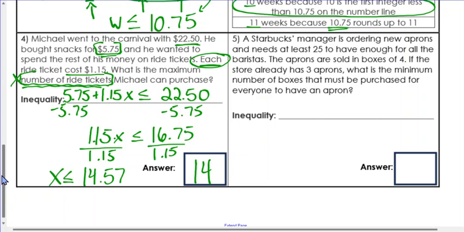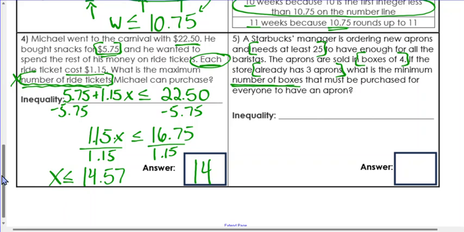On the fifth one, the Starbucks manager is ordering new aprons and needs at least 25 to have enough for all of their baristas. The aprons are sold in boxes of 4. If the store already has 3 aprons, what's the minimum number of boxes that must be purchased for everyone to have an apron?